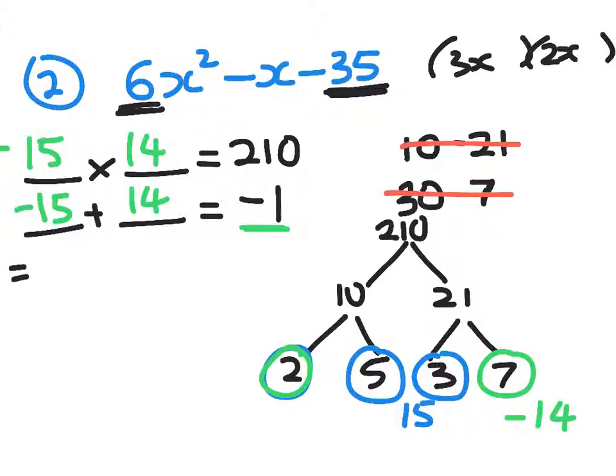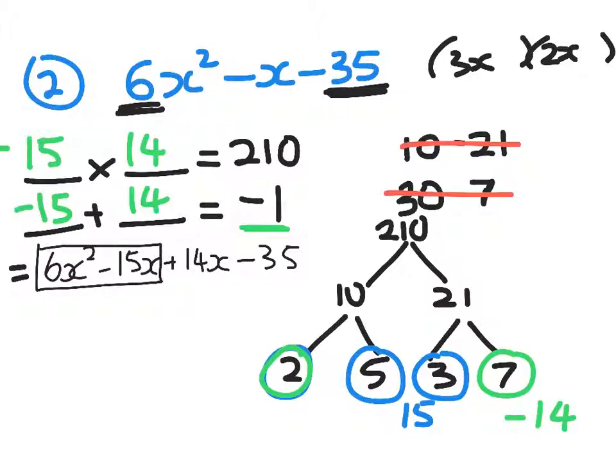So now we can break it up, and we'll break it up with a slightly skinnier pen. So we've got 6x squared minus 15x plus 14x minus 35. Right, start boxing it up. First box, whoops, second box.